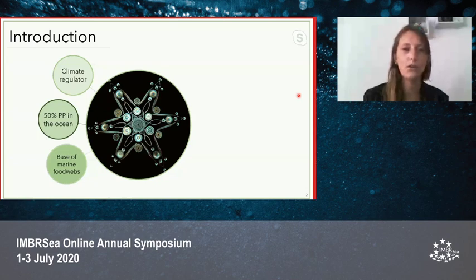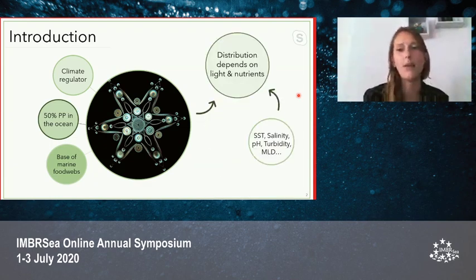So first, as an introduction, phytoplankton is a very important component in the marine environment since it is located at the base of the marine food webs. It is responsible for roughly 50% of the primary production in the ocean and acts as a climate regulator. However, the distribution of phytoplankton depends on light and nutrients, factors that are influenced by environmental variables such as temperature, salinity, pH, etc.